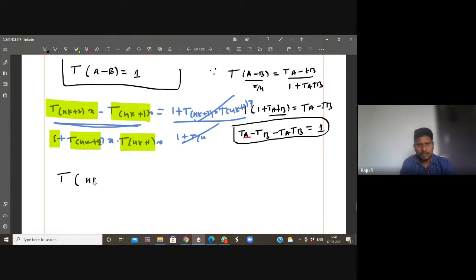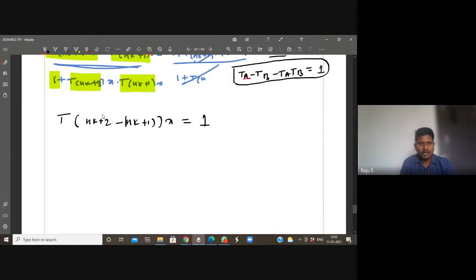A value is (4k+2) minus (4k+1), into x, is equal to 1, right side. The 4k gets cancelled, plus 4k minus 4k, and 2 minus 1. So tan of x is equal to 1. 1 can be written as tan pi by 4, tan gets cancelled, and finally we got x value as pi by 4.